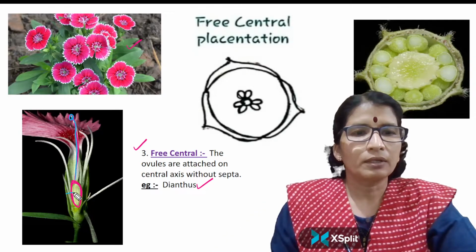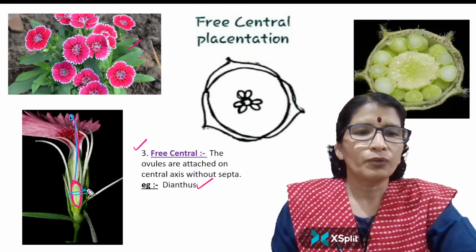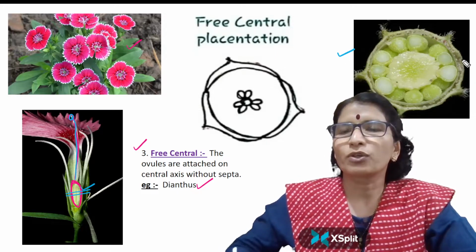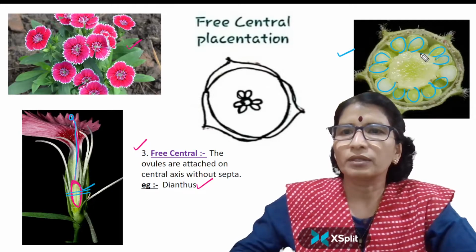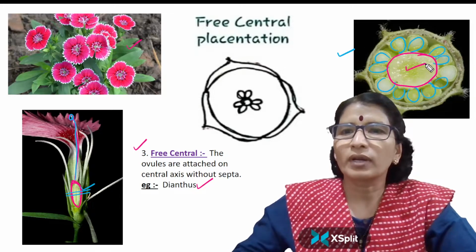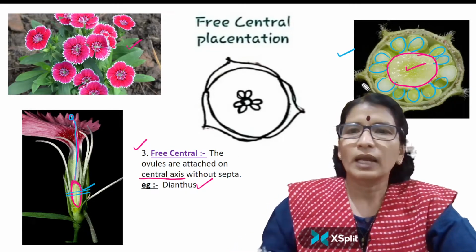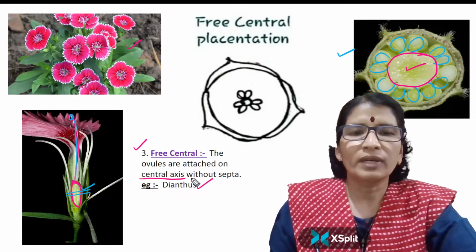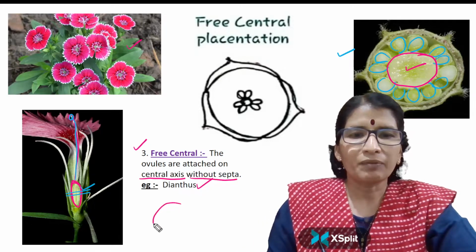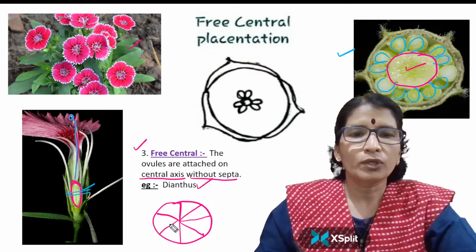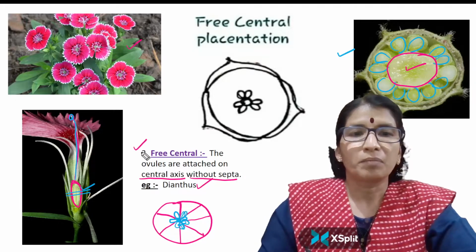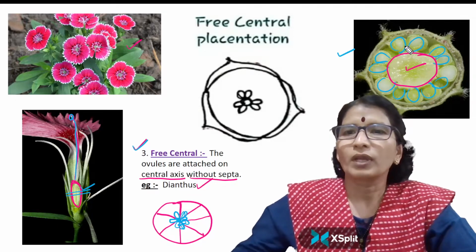Then when we take the transverse section of the ovary, the view is like this. This is the transverse section of the ovary. Here a number of ovules you can see. These ovules are attached to this region called the central axis. At the same time, you can observe the ovary is without septa. In lemon, we have seen septa like this. Due to the presence of septa, many locules are formed in lemon and ovules are attached at the center. But in free central, there are no septa, and a number of ovules are attached on the central axis.